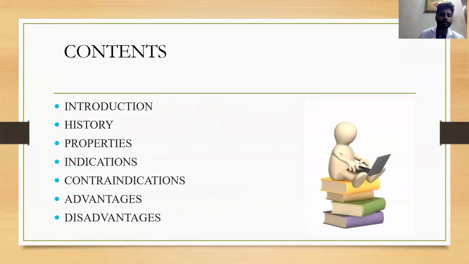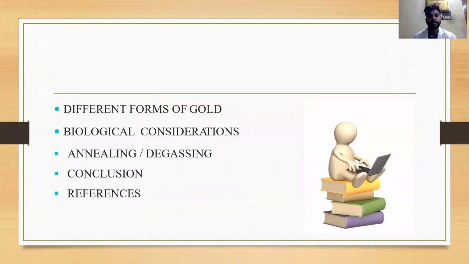So, these are the contents. We're going to see about the introduction, history, properties, indications, contraindications, advantages and disadvantages. And we're also going to see about the different forms of gold, biological considerations, annealing or degassing, and conclusion.